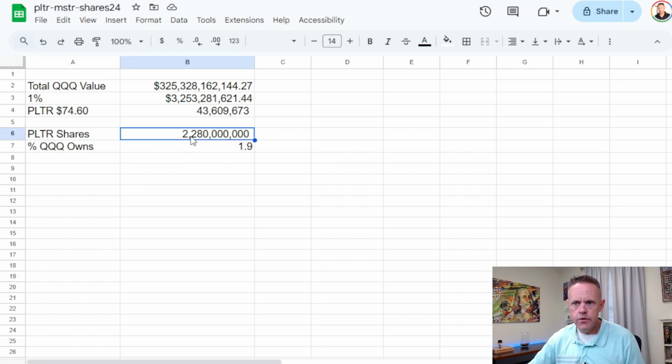Now, as a bonus nugget, I went and checked out how many shares Palantir has on the open market, and they have 2.2, basically 2.3 billion shares outstanding. So if somebody came in and bought 43 million shares, that person, in this case, the QQQ, would own 1.9% of all the Palantir shares out there.